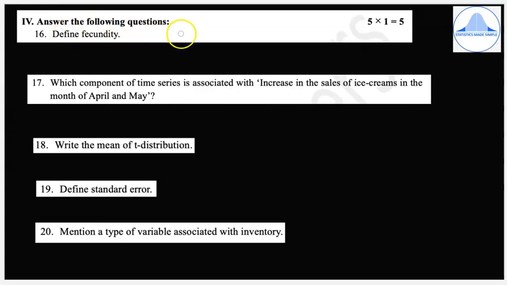Fourth main, answer the following questions. 5 into 1 is equal to 5. 16th question, define fecundity. Fecundity is the capacity of women to bear children.